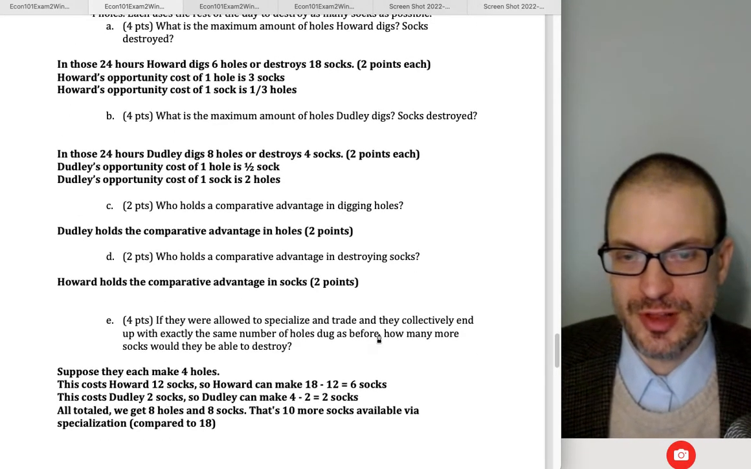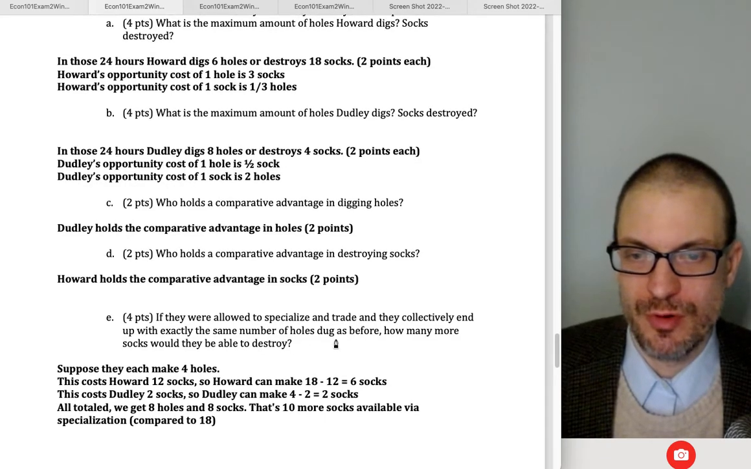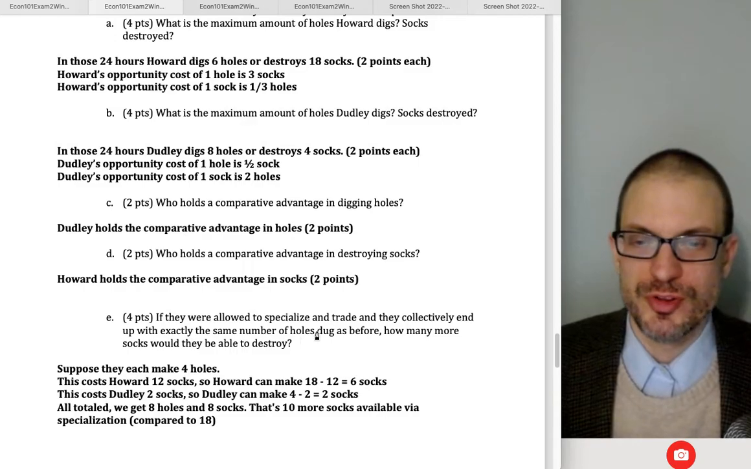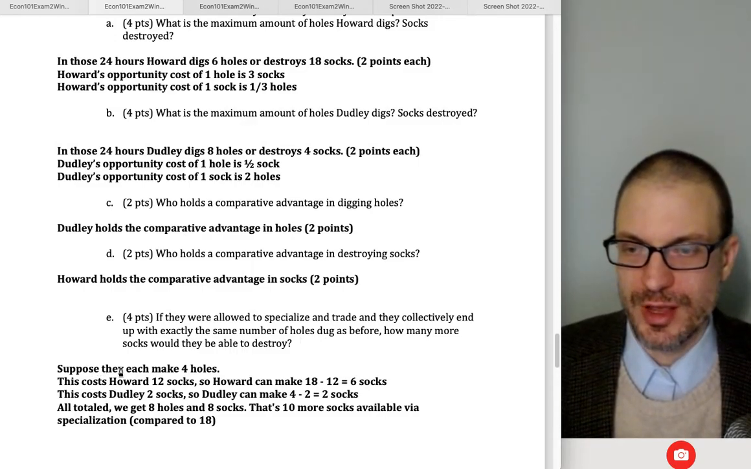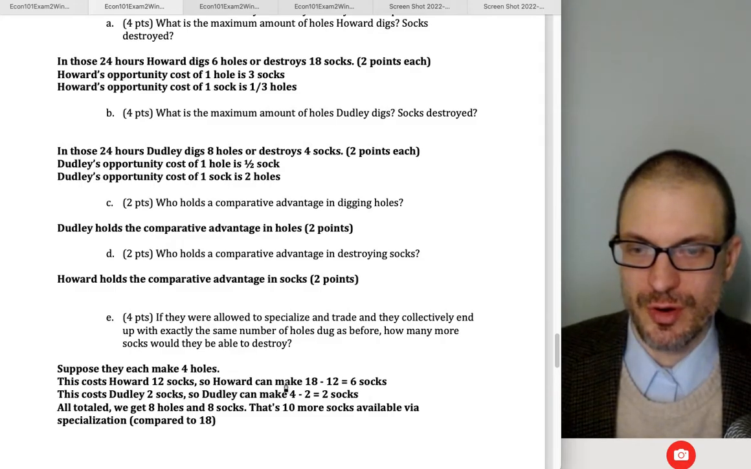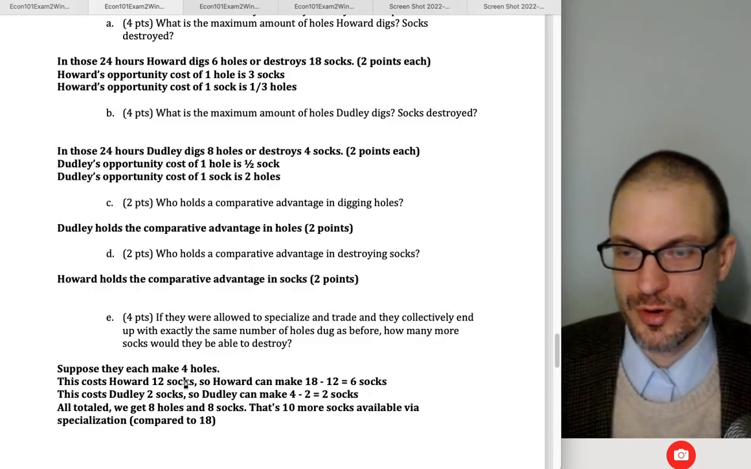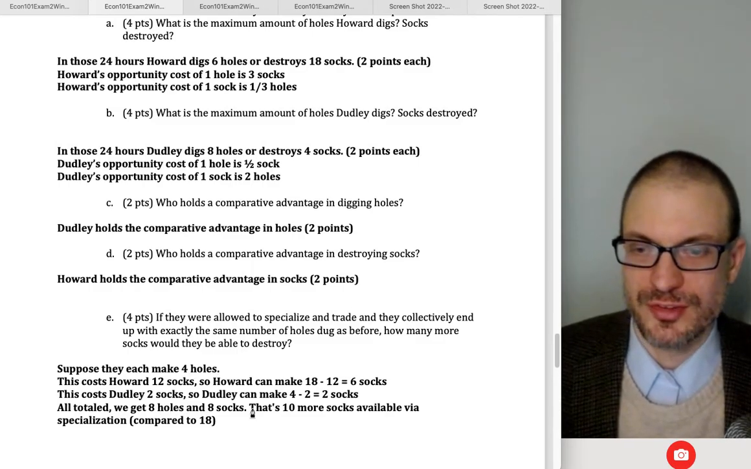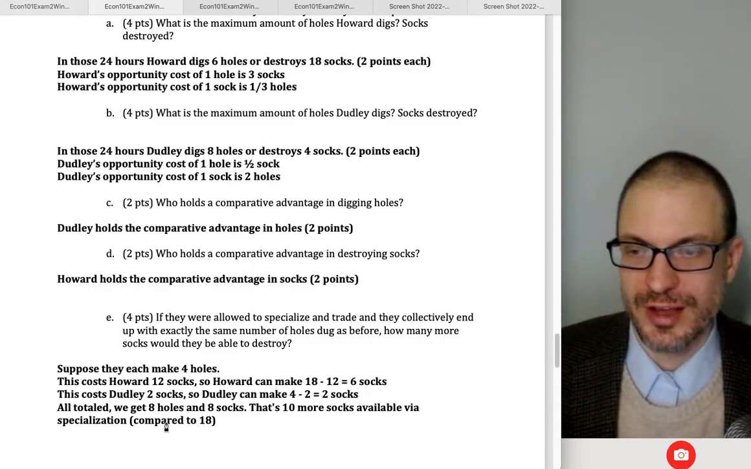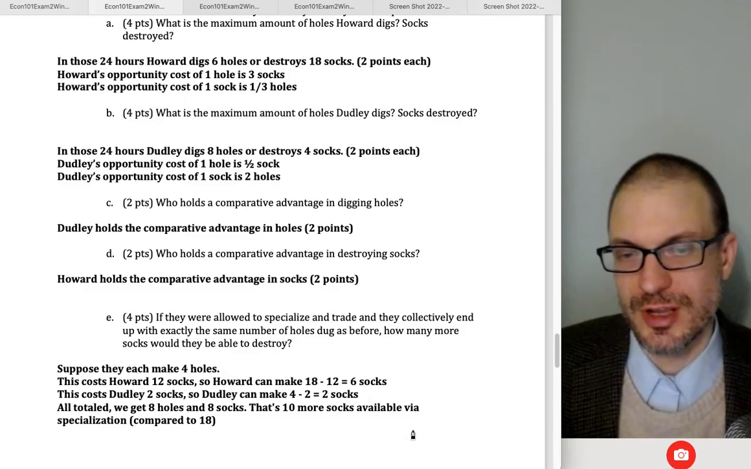If they're allowed to specialize in trade and collectively end up with the same number of holes dug as before, how many more socks would they be able to destroy? Well, the number of holes that they'd have is 8, 4 from each, right? They each make 4 holes. This cost Howard 12 socks, so Howard can make 18 minus 12, which is 6 socks. Those 4 holes cost Dudley 2 socks. Dudley can make 4 minus 2, or 2 socks. All total, we get 8 holes and 8 socks. That's 10 more socks available via specialization, right, compared to the 18.